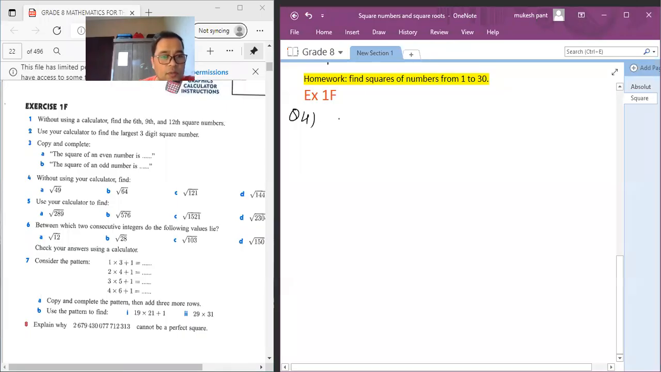So in case of question number 4, without using a calculator, this is square root 49. Yesterday, as I told you, we use the prime factorization method. Okay, prime factorization method. You people already know what the prime numbers are.